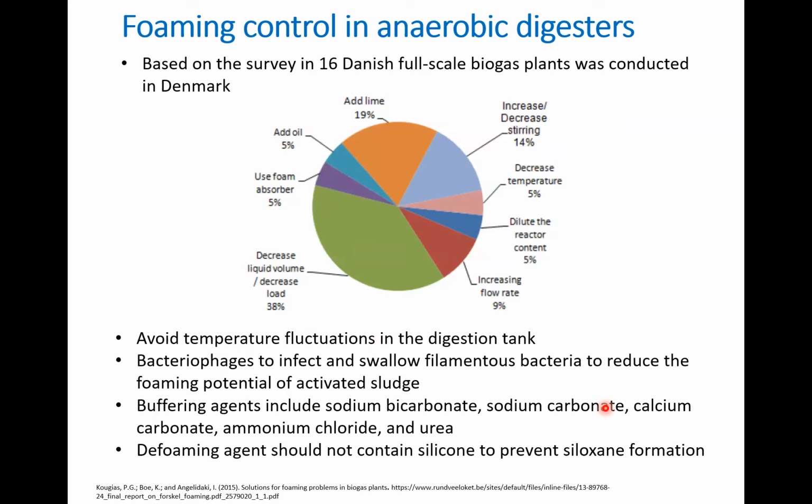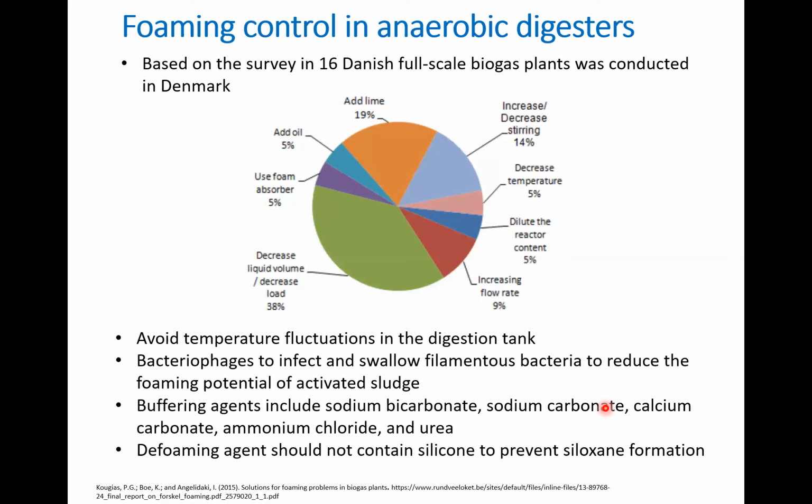And to avoid this, maybe you need to heat up the influent, basically heat up the feed, or use bacteriophages, which are some kind of antivirus that can attack the filamentous bacteria to reduce the foaming potential of activated sludge. This can also be one of the techniques to reduce the foaming. Of course, you can use a buffer agent, maybe sodium bicarbonate, sodium carbonate, or ammonium chloride, depending on the system stability.